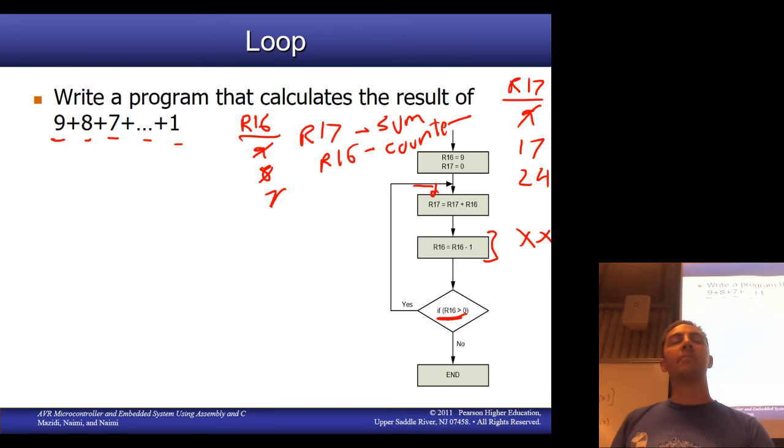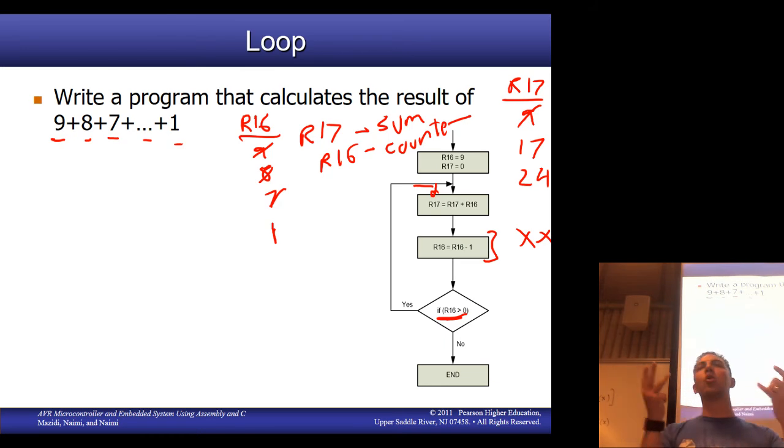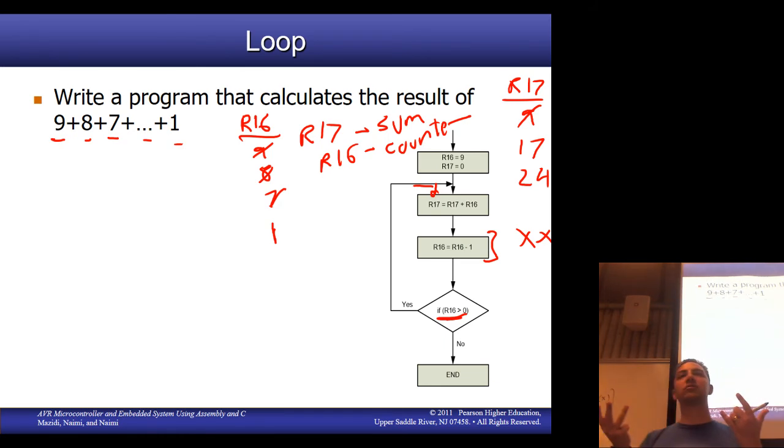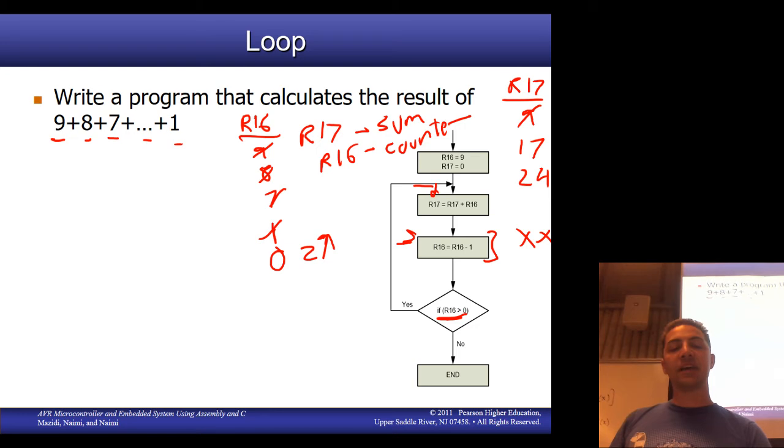R17 is some number, and R16 is 1. So we've gone 9, 8, 7, 6, 5, 4, 3, 2, 1. That's a total of 9 times through the loop. We decrement 1. 1 becomes 0. At that point, the Z flag is set, and we do not branch. We fall through to the end.